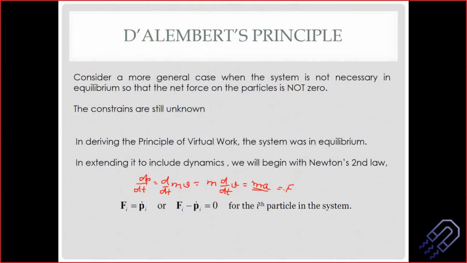So what we have here is that the force is equal to the rate of change of momentum, or with some simple maths, Fi minus Pi dot is equal to 0. This is for the ith particle of the system. So we consider a single particle, apply an equation on that, and then do the summation, extending it to the entire system.